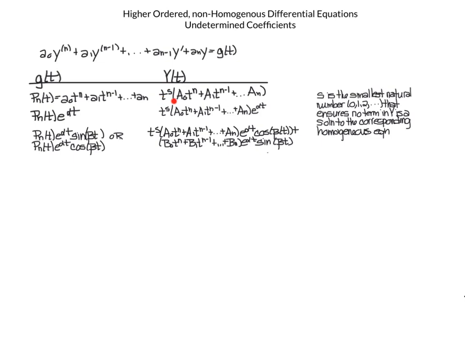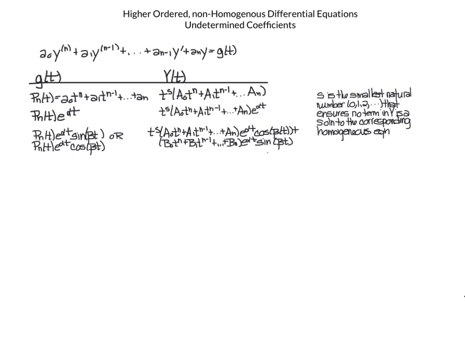And then with the possible addition of this t to the s, what that means is s is the smallest natural number that ensures that no term in our particular solution is a solution to the corresponding homogeneous equation. We've seen this before: if we already had a solution of the form y equals e to the t, to find a second solution we just multiplied by a factor of t in front. Same idea here, and we will do examples so you can see that.